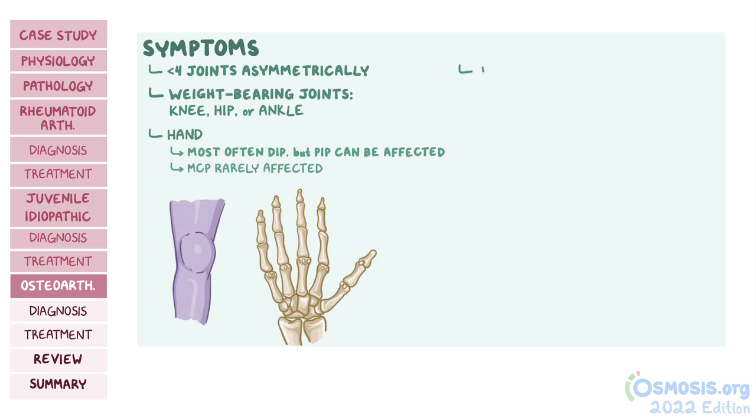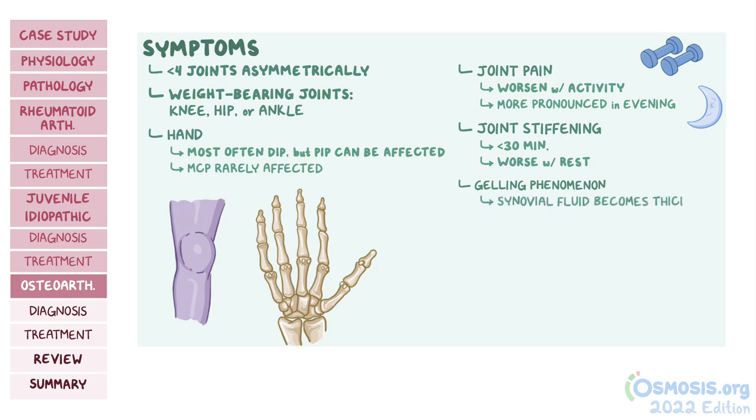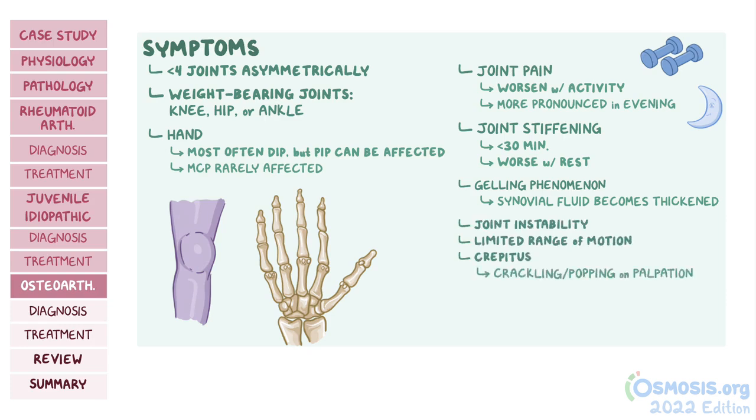Individuals often experience joint pain that tends to worsen with activity and is much more pronounced in the evening. Additionally, there can also be joint stiffening, which lasts less than 30 minutes and gets worse with rest. This is called the gelling phenomenon because it occurs when the synovial fluid becomes thickened, like a gel. Other symptoms include joint instability, limited range of motion, and crepitus, which are crackling or popping sounds felt on joint palpation due to the bones rubbing against each other.